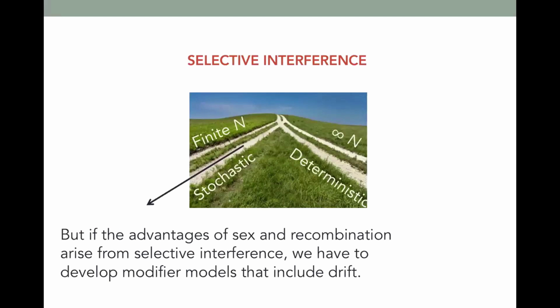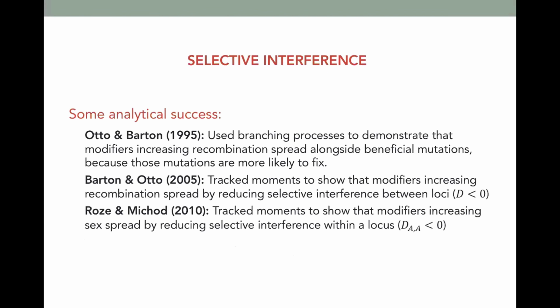And that's challenging because we already have dozens of equations that are nonlinear, and now we have to account for stochasticity in those equations. But we've made some analytical progress on this front too. My colleagues and I have been using a variety of approaches, including branching processes to understand how sex and recombination affect the probability of fixation of a mutation.